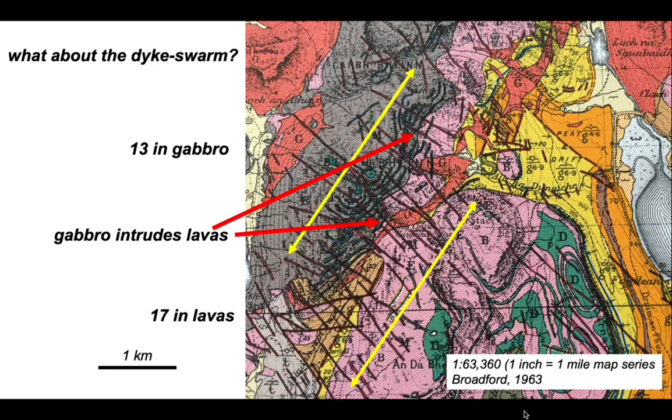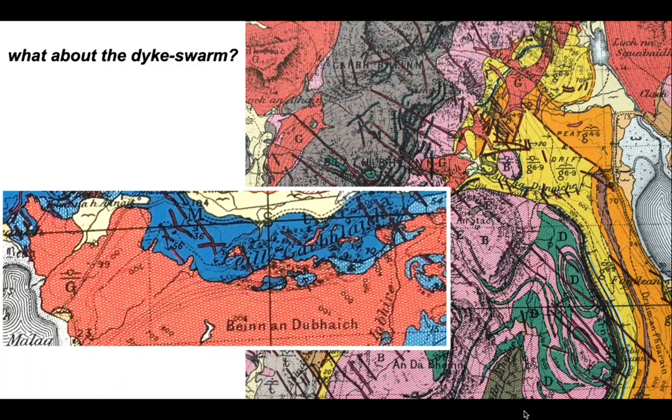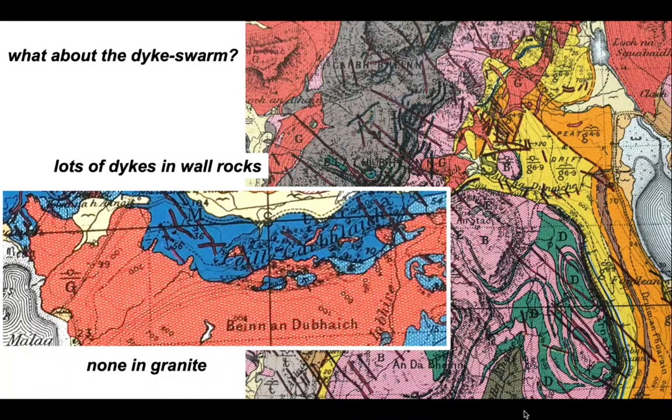What about the granites? Let's go back to Benenduik where we looked at those roof pendants. Here's that map again. Where are the dikes in the granite? There are none in the granite, but there are dikes in the wall rocks. So clearly this granite was in place after the regional dike swarm was largely finished. So this implies that the Benenduik granite and its associates are rather late in the igneous story.